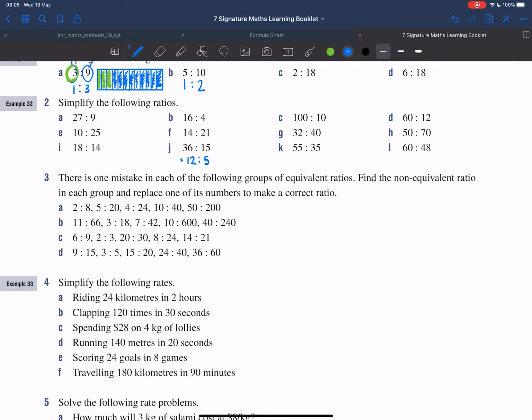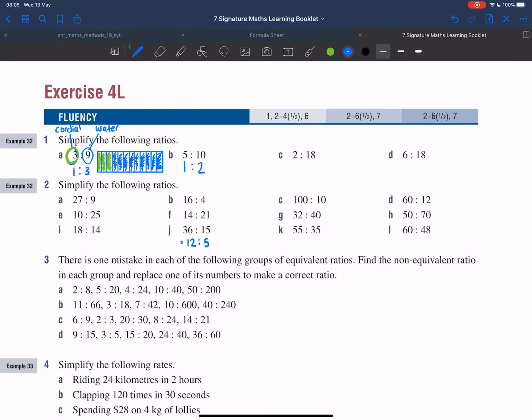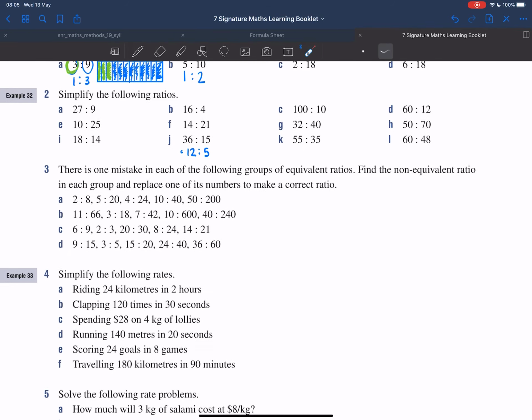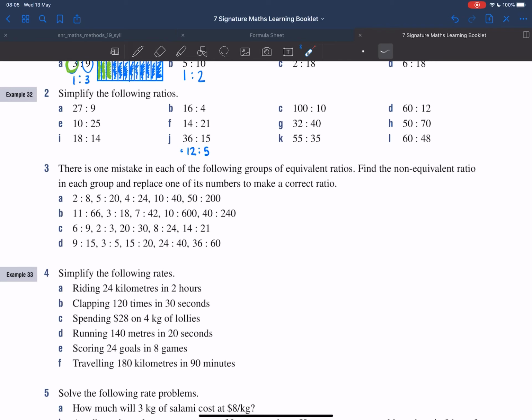All right, year sevens, we have another video now, and this is related to the same exercise, 4L, on page 261. 4L 261. And now we're going to look at question 3. And it reads as follows. There is one mistake in each of the following groups of equivalent ratios. Find the non-equivalent ratio in each group and replace one of its numbers to make the correct ratio.